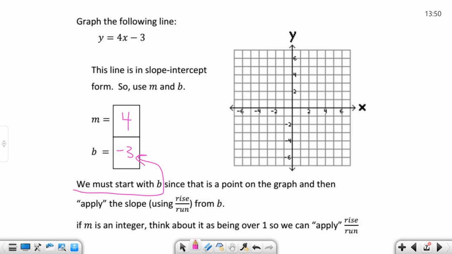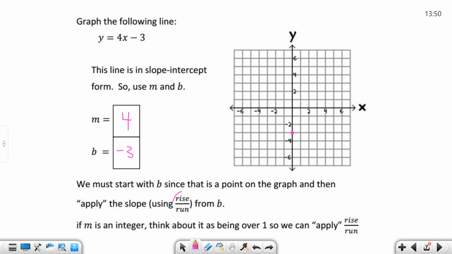Again, we must start with b, which is what in this case? Negative 3. So where do I go for negative 3? That's right, I go down. It's on the y-axis. It's either up for positive or down for negative. So I'm going to go down 3 from the origin. 1, 2, 3. That's where I go down 3. And from that point, now I need to apply my slope.